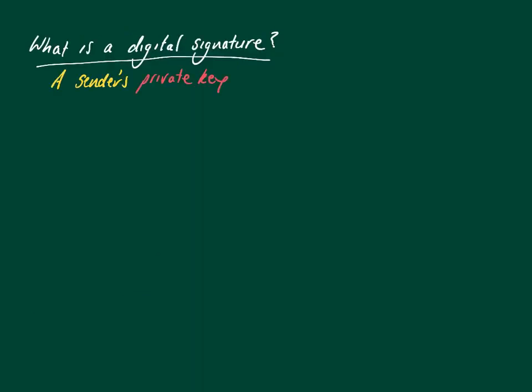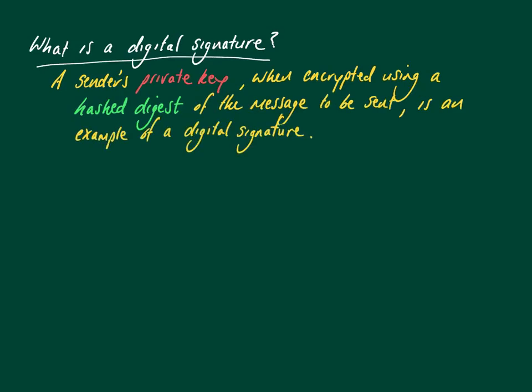So what is a digital signature? Well, if you think about a sender's private key, the thing that they're not meant to share with other people, if you take that and you encrypt it using a hashed digest of the message that you're going to send over an encrypted pathway, if you use that hash digest to encrypt the private key, that's an example of a digital signature. It proves that the sender is who they say they are.